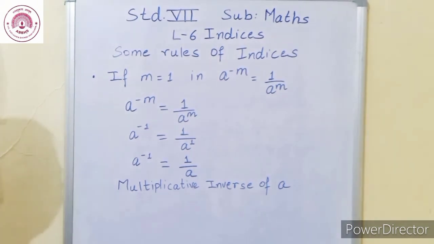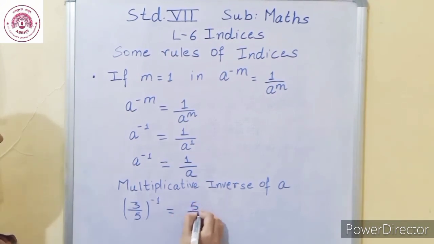Where a is any rational number. For example, the multiplicative inverse of 3 by 5 will be 5 by 3. That is the reciprocal of 3 by 5.